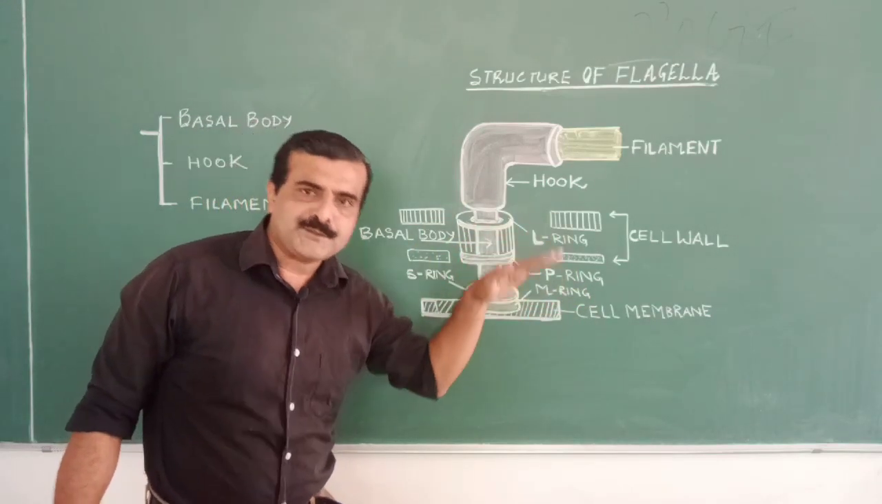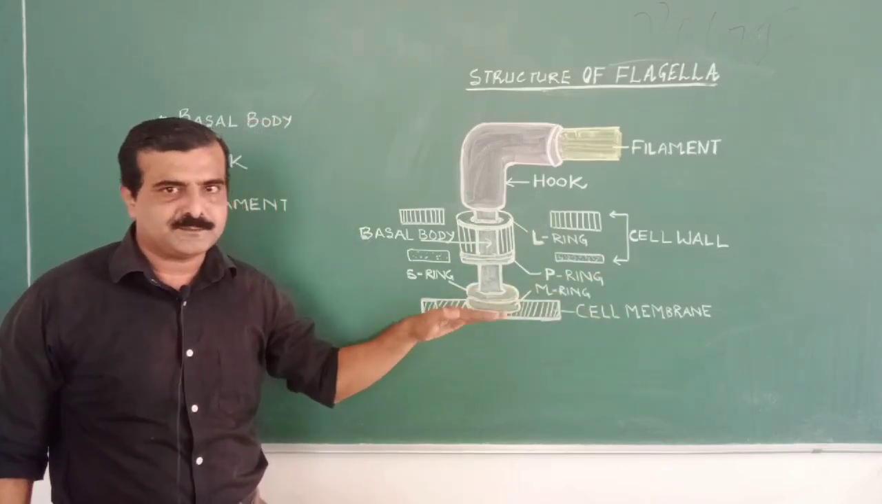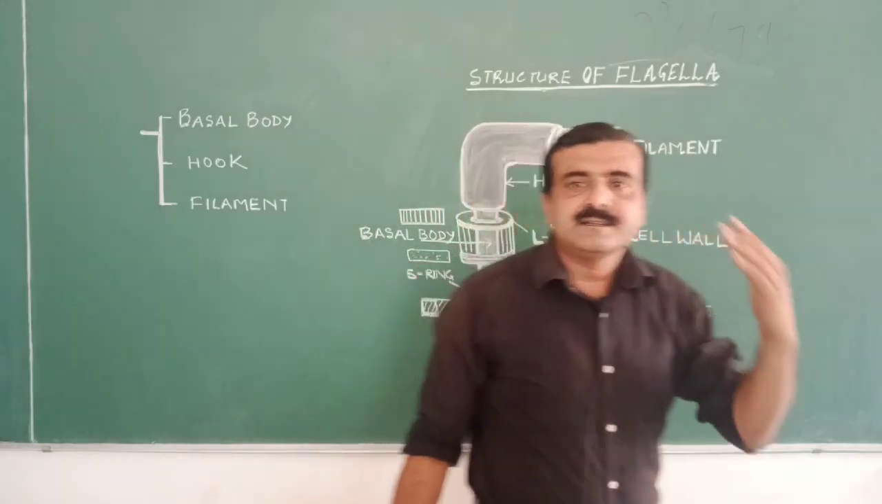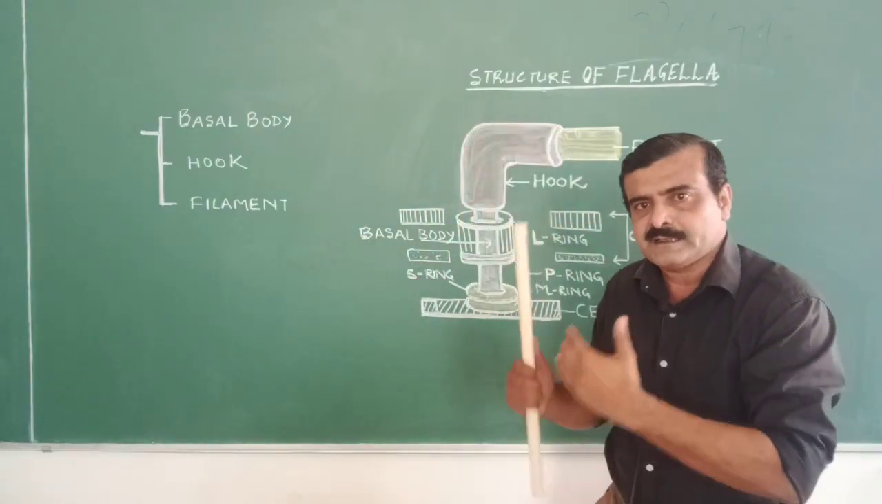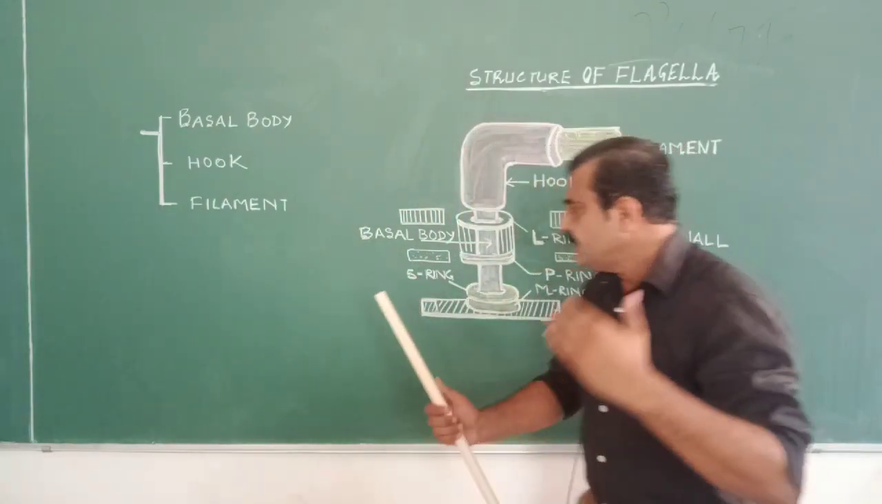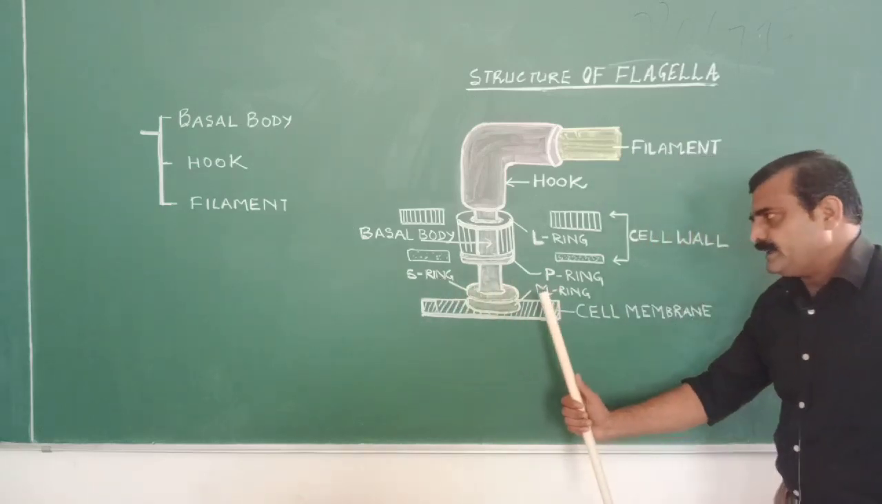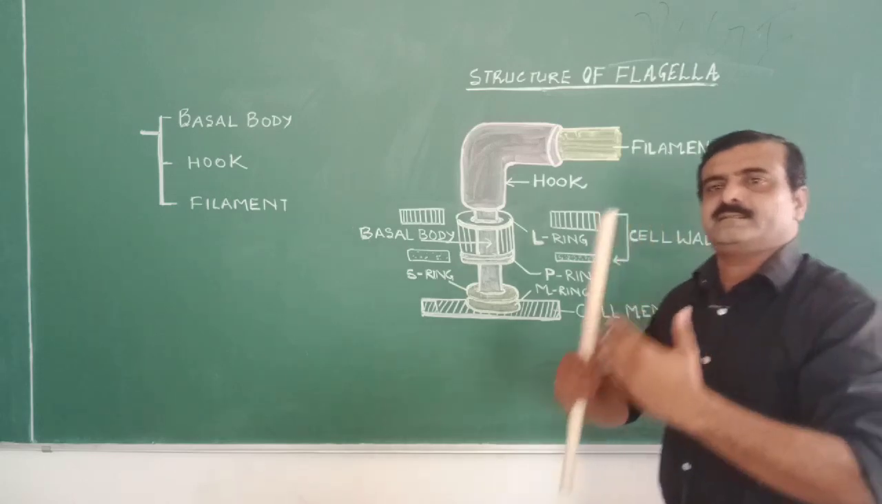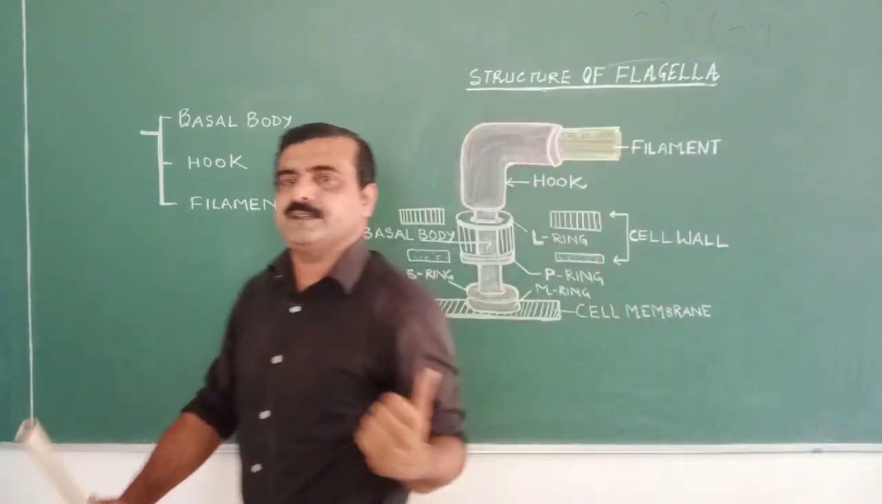अब जो ग्राम पॉजिटिव बैक्टीरिया होते हैं, another NEET important question: in case of gram positive bacteria there is only inner ring pair, meaning that the S ring and M ring which is present in the cell membrane is only found in case of the gram positive bacteria.